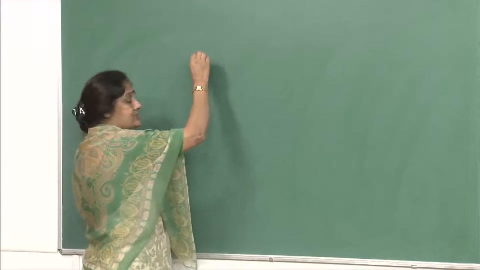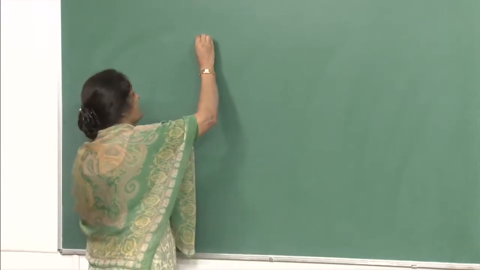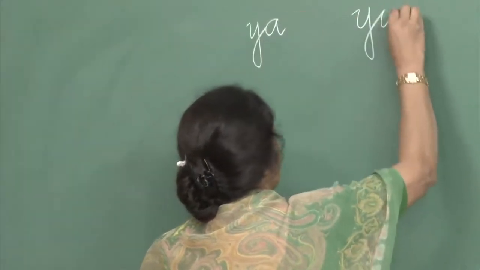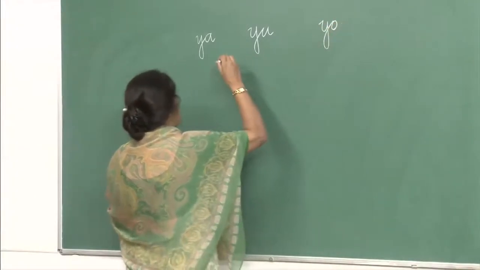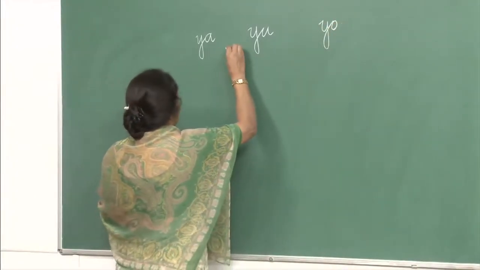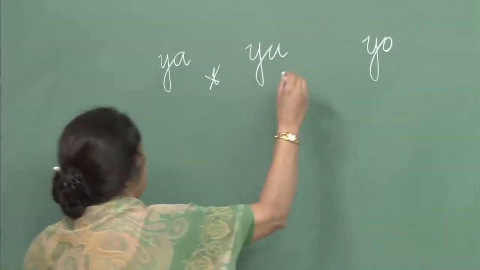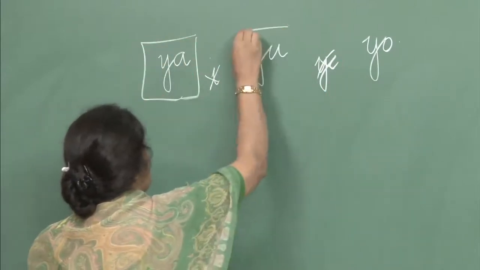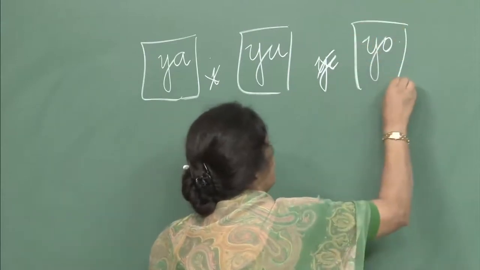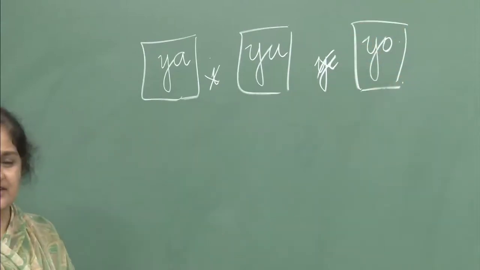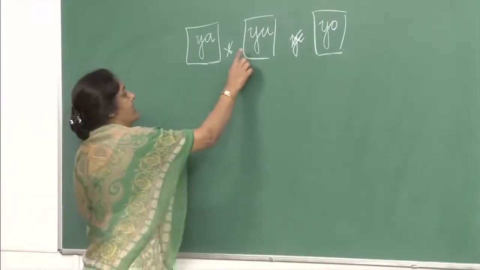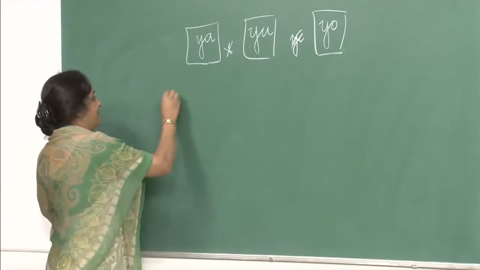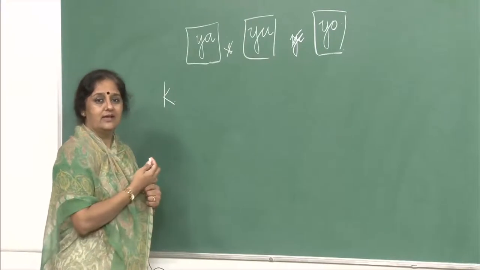You know that the ya series, the ya syllable, has only three: ya, yu and yo. In the ya series, yi is not there and ye is not there. So only ya, yu and yo are there. Now we are going to make these additional hiragana with ya, yu and yo. The first sound that we have is the k sound or the ka series.